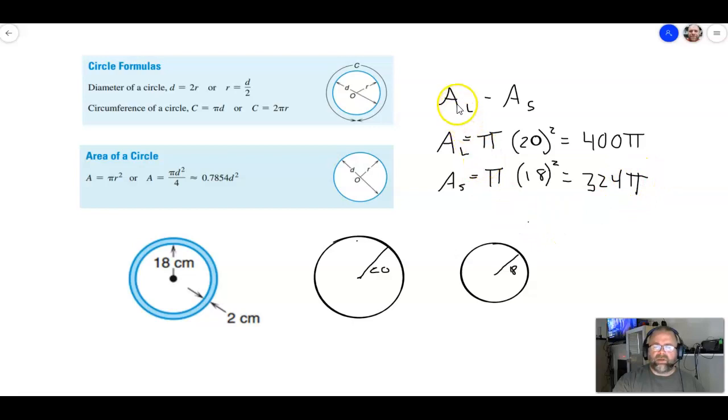Now, remember, we're going to take the larger one, subtract the smaller one. So we're going to take 400 pi minus 324 pi.